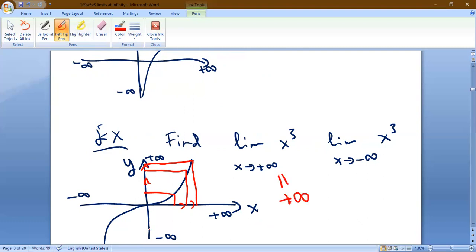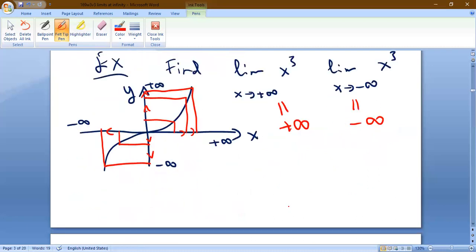What about the limit at negative infinity? So let's say you start with something negative and then you make it more negative. You can make it more negative and more. As you see, it's getting to more and more negative numbers. So the limit at negative infinity of x cubed is equal to minus infinity.